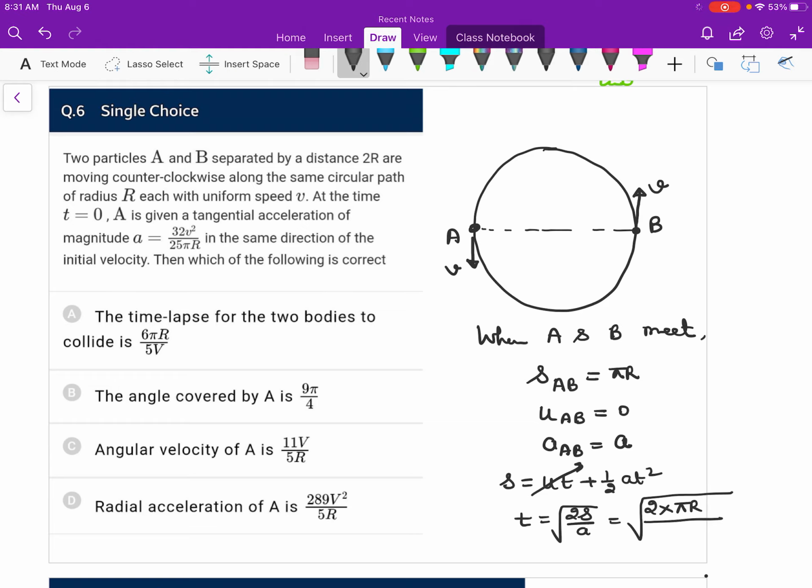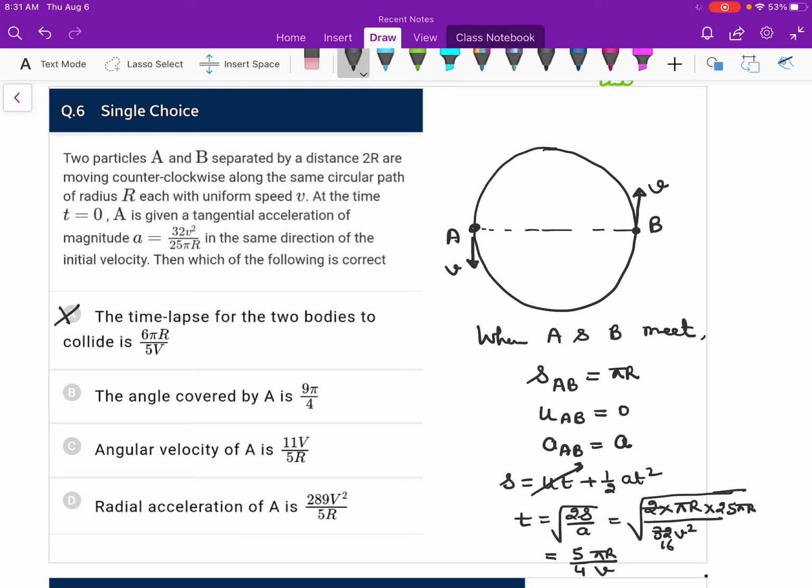A is 32 v square upon 25 pi r. So time taken is 32 to 16, so this is 5 by 4 pi r by v. The time lapse for the two bodies to collide is 6 pi r by 5v. This is wrong. The angle covered by A.